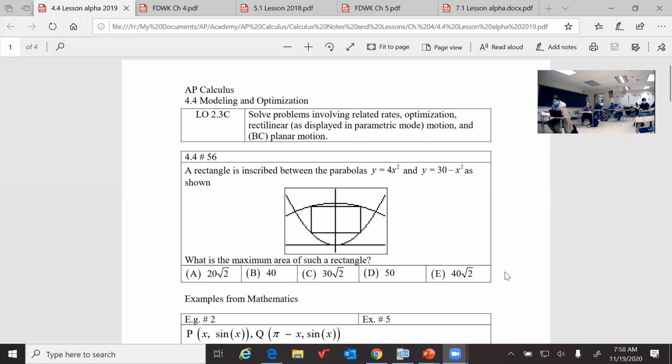And this is the 4-4 alpha lesson. So we're going to start at the end, and the end is this problem from the back, problem 56. And they give you this picture.